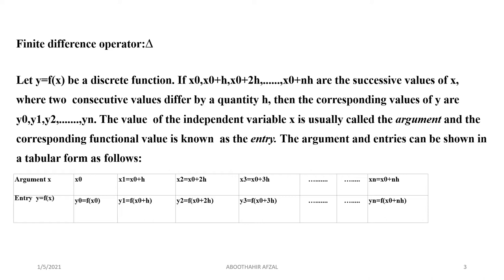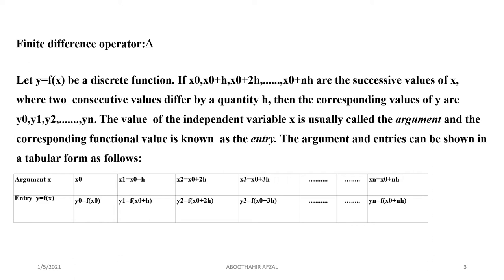So in this table we can see argument and entry. Argument is x. So the first argument is x0 and the corresponding entry is y0. So what is y0? It is nothing but f of x0. Similarly, the next argument is x1. Since I told you this section deals with equal intervals of x, if we add h to x0 we get x1. The entry at x1 is y1. Y1 is f of x0 plus h.